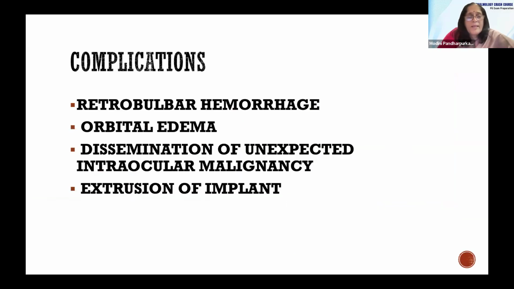Now coming to the complications, hemorrhage, orbital edema after the surgery, even if you don't do proper hemostasis post-operatively, lot of swelling, edema, vomiting. There can be, if you miss in spite of all my warnings, you can spread a malignancy and make a horrible situation for the patient and yourself liable to legal action. Then, of course, extrusion of the implant, if you do not suture it properly, if you used an ill-sized implant, if your sclera is very friable, this is what happens.